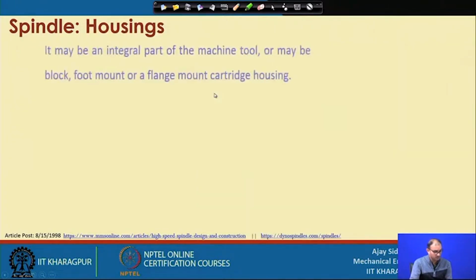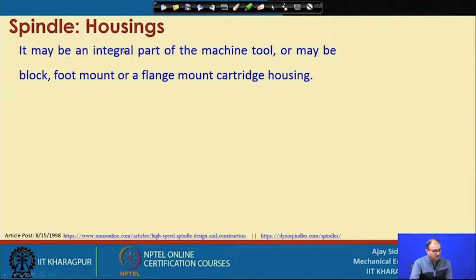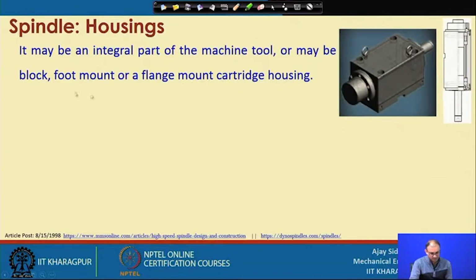Now, coming to the housing. So, what is the housing? The housing is the thing where you put this integral motor spindle. It may be an integral part of the machine tool, or it may be a block foot mounted or flange mounted cartridge housing. This is one of the block mounted ones. Here, your spindle is completely packed inside it, and this is the whole block, or you can say the housing of that.